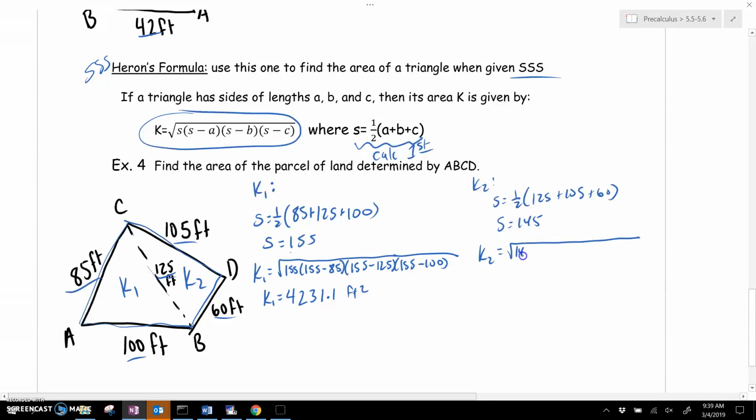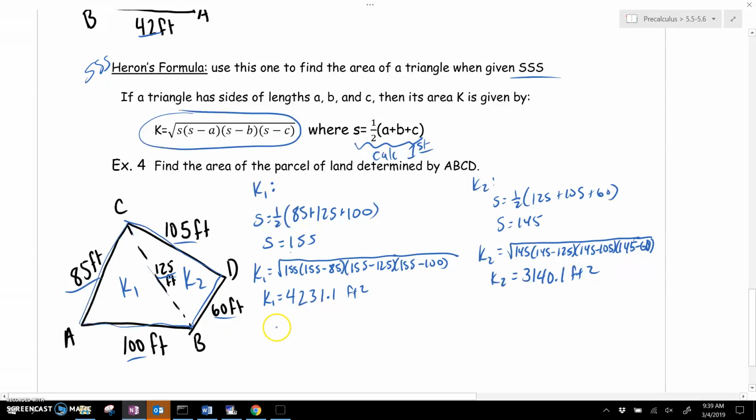I take the square root of 145 times 145 minus the first side length, times 145 minus the second side length, times 145 minus the third side length, minus 60. And so I really do just type this all into my calculator at the same time. I would really make sure I practice doing that so I do it correctly and get the right answer. You can break it down too, it just takes longer. Okay, so I found 3,140.1 feet squared.